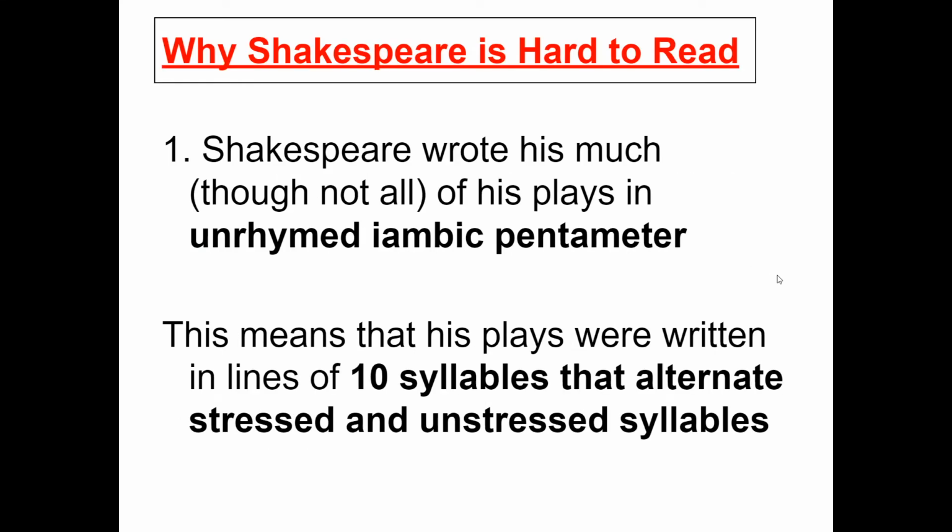First of all, Shakespeare wrote much, though not all, of his plays in what's called unrhymed iambic pentameter. And this means that his plays were written in lines of 10 syllables that alternate stressed and unstressed syllables.